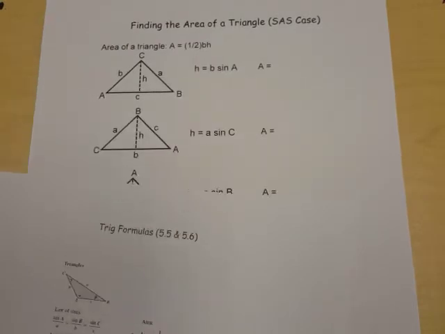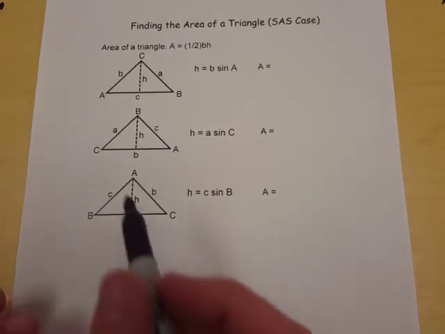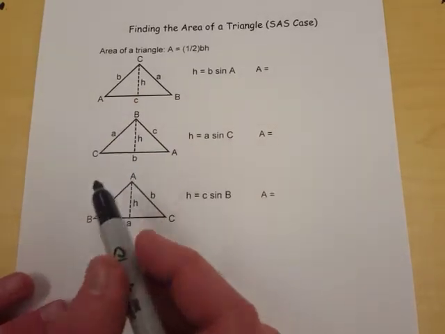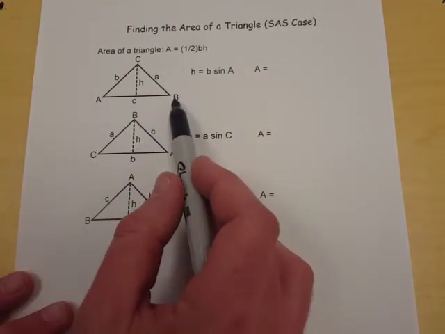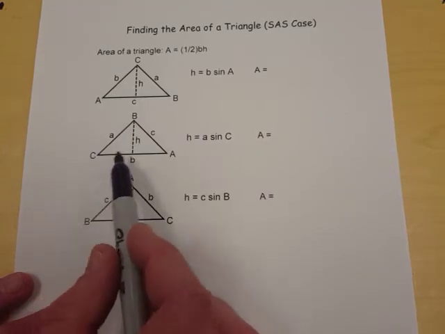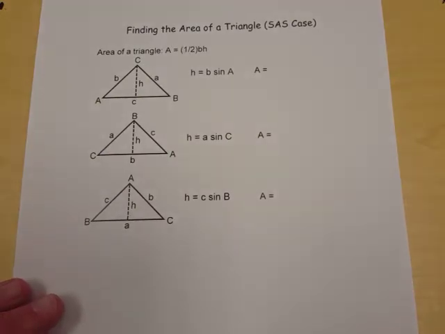This is for the SAS case, and the way that we get those formulas, just a little bit of background on where those come from. You'll notice that all these triangles kind of look the same, but I have shifted where the angles are, like A and B is on the base in this case, C and A right there, B and C. So they're all oriented in a slightly different way.